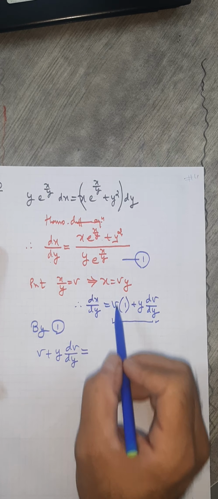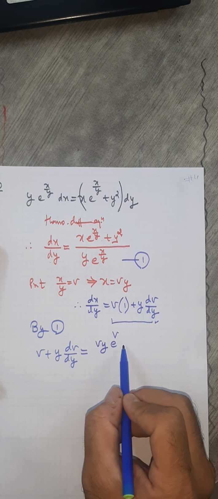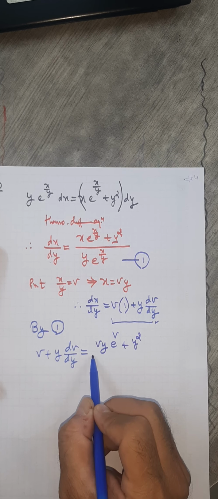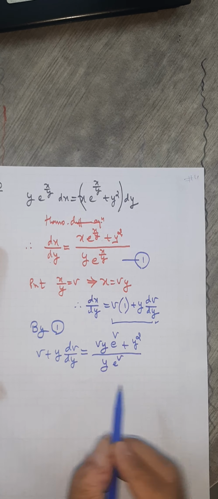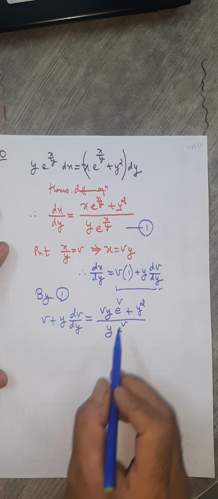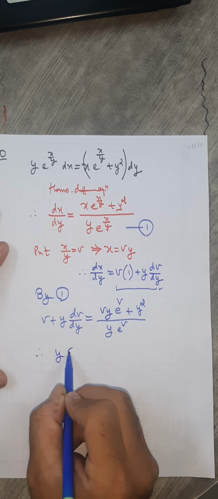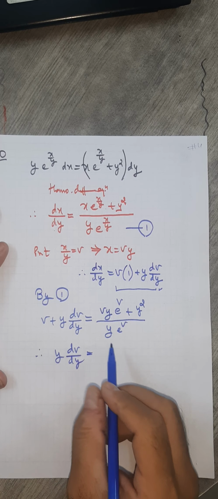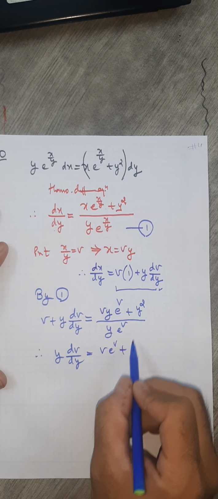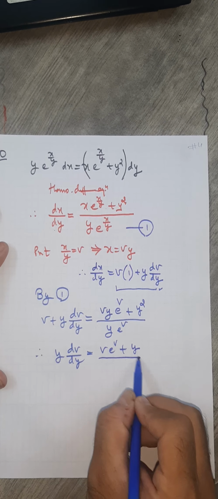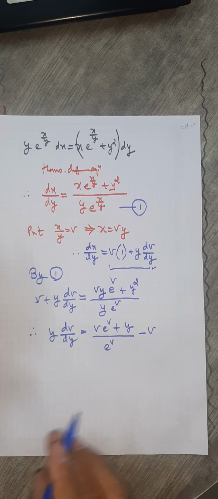Here we are going to place the value of x. What's the value of x? vy into e raised to v plus y square as it is, upon y as it is, and this is e raised to v. You can see that y will get cancelled, and I'll take v on the other side. dv by dy equals, 1 y will get cancelled, so v into e raised to v, plus y square over y, e raised to v, and this v I have taken on this side, so here minus v.